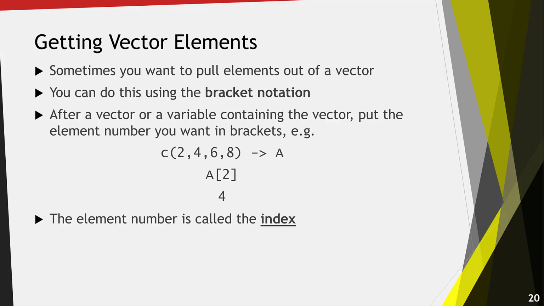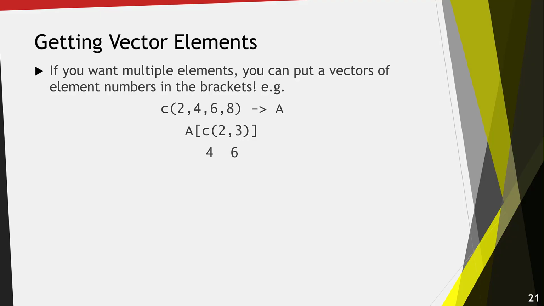So in this case, I have a vector that's 2, 4, 6, 8. I put that in the variable A. I then use the bracket notation to say that I'd like the second element of A, and then what R gives me is 4. Importantly, that element number is called the index. So frequently when I'm referring to elements of a vector, I will talk about the index to tell you where it is inside the vector. This feature is actually really powerful.